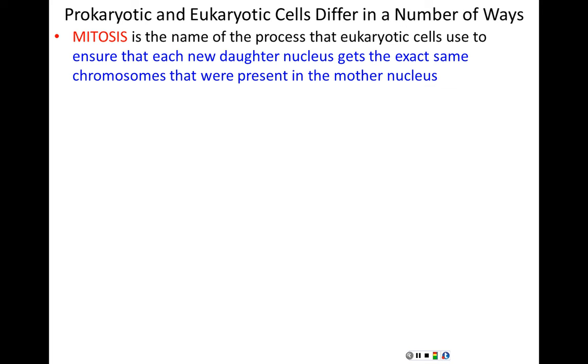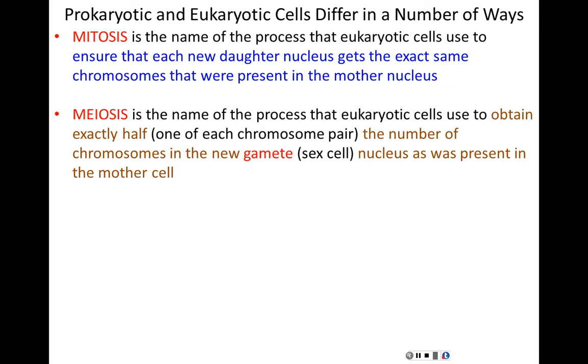Mitosis is the name of the process that eukaryotic cells, and only eukaryotic cells, use to ensure that each new daughter cell gets its own nucleus with the exact same DNA content, the exact same chromosomes that were present in the mother cell. Meiosis is also a strictly eukaryotic process, but this is the name of the process that's used to obtain cells containing exactly half the number of chromosomes that were in the mother cell.